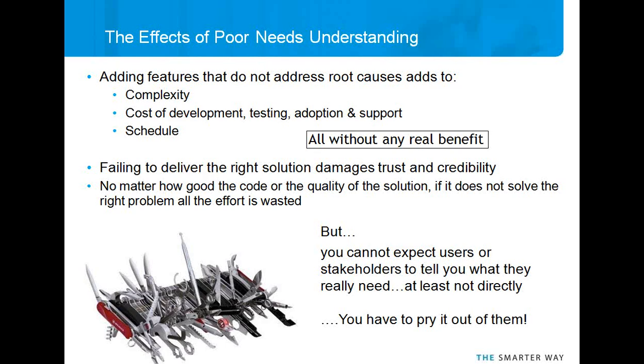So we want to step back from just looking at large lists of features and thinking that more features are better, and that's why I like this particular picture of this Swiss Army knife. I think anybody would say that in this case more features are not better, that it's all rather confusing, and each one of those features on this knife isn't very usable because it's embedded in this huge unwieldy thing.